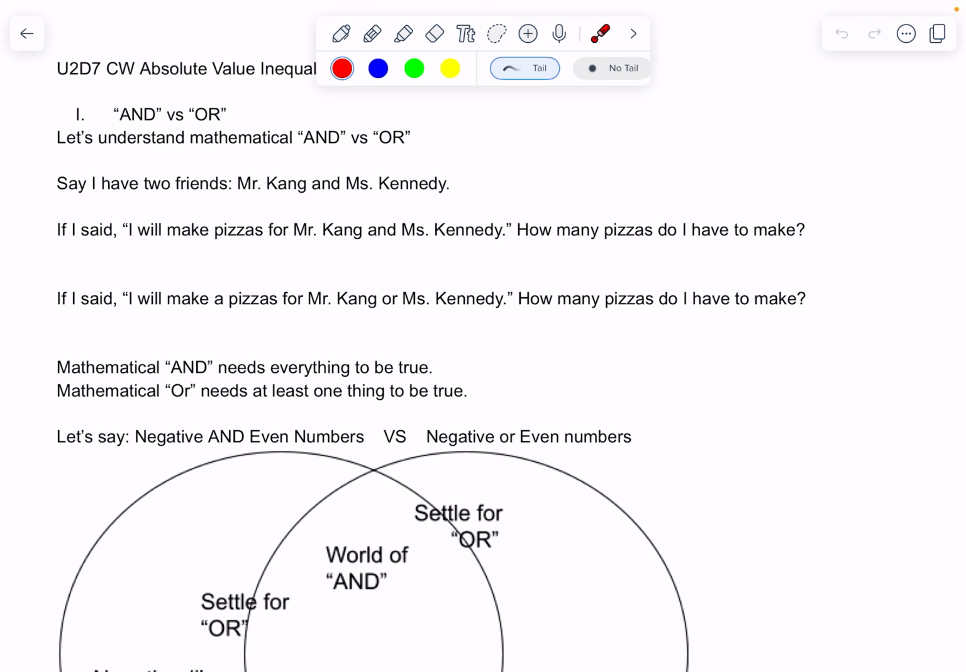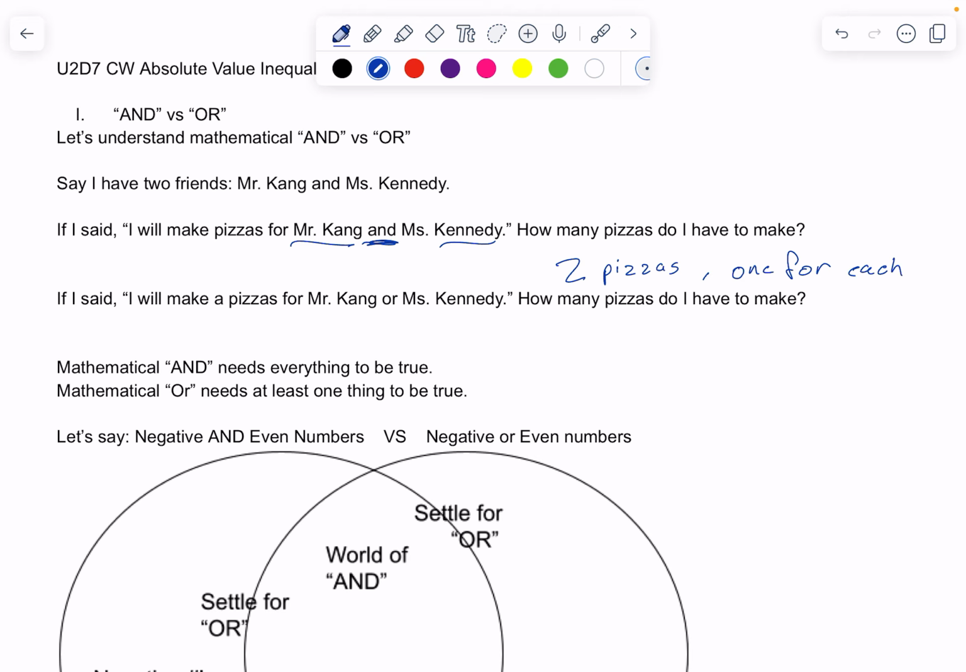Let's use an example. If I had two friends, Mr. Kang and Miss Kennedy, and I said, hey, I'm going to make pizza for Mr. Kang and Miss Kennedy, how many pizzas do I have to make? Given that I'm making it for both of them, that would mean I need two pizzas. One for each.